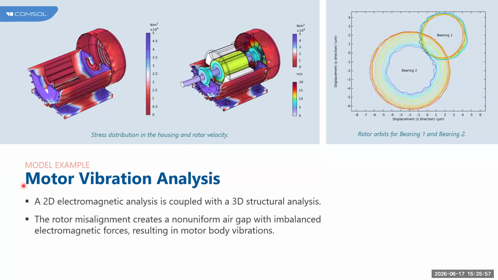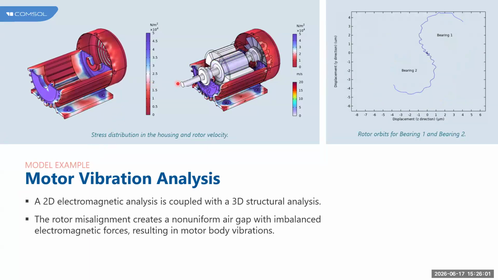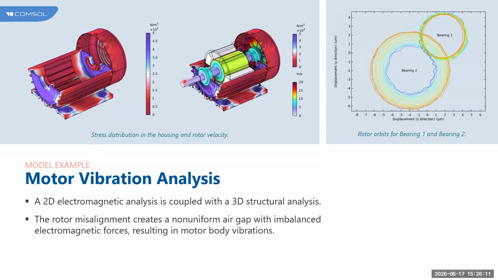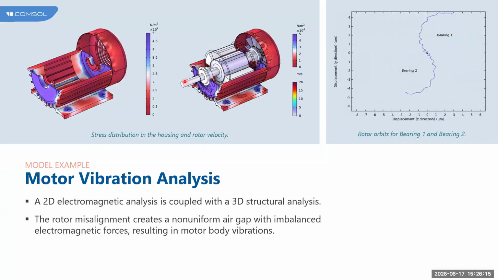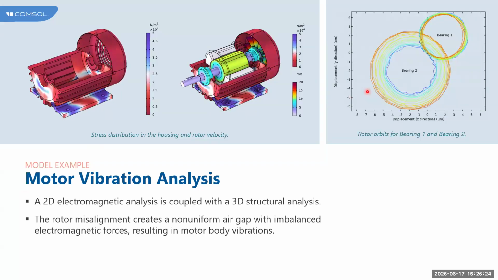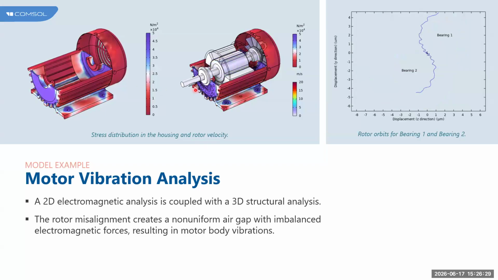In this model, when the rotor center does not coincide exactly with the stator center, the air gap becomes non-uniform around the circumference. This non-uniform air gap means unbalanced electromagnetic forces. So there is a net lateral force on the rotor called unbalanced magnetic pull. This force will excite vibration modes of the motor casing, and it increases the bearing loads as well. So this simulation couples 2D electromagnetic forces to a 3D structural model of the motor housing.